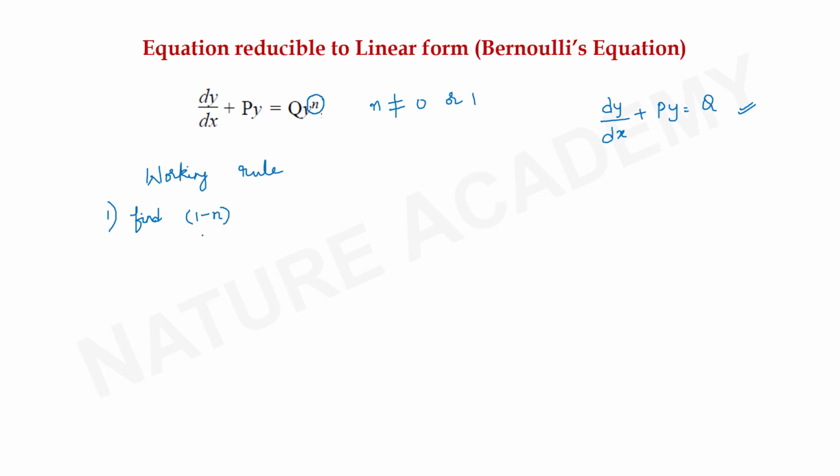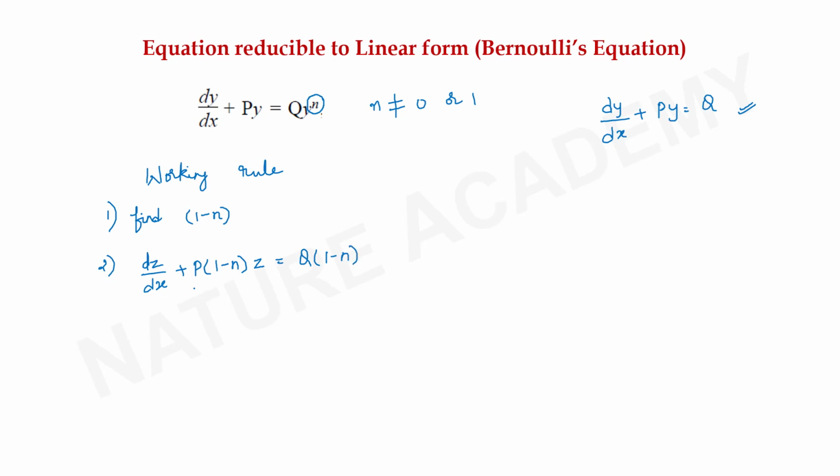Now the working rule for this type of differential equation is first to find 1 minus n. It is a simple thing. If n is 3, then you will have 1 minus 3 is equal to minus 2. If n is 4, you will have 1 minus n is equal to minus 3 and so on. Then later, after finding this 1 minus n, you write the given differential equation in this form: dz by dx plus p into 1 minus n into z is equal to q into 1 minus n.